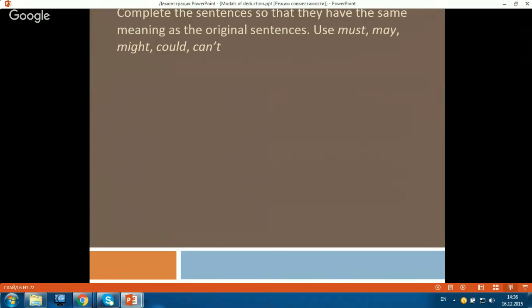Okay, guys, now your job is to complete these sentences so that they have the same meaning as the original. You need to use modal verbs of deduction about present and future: must, may, might or could, or can't. Please again remember, when you are 100% sure it is like that, you use must. When you are 100% sure it is not like that, you use can't. And when you are not sure, 50-50, you use may, might, or could. Let's move on.